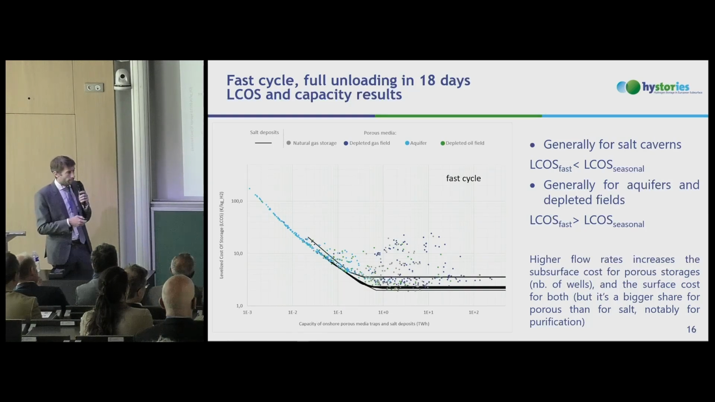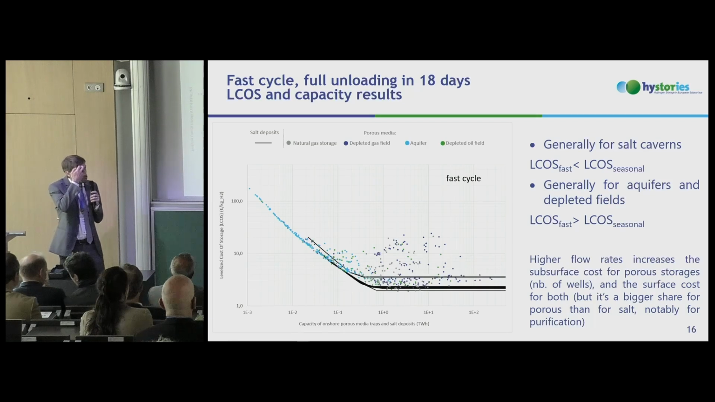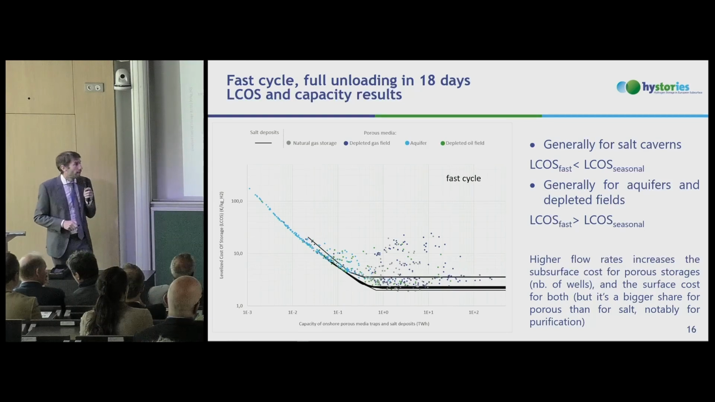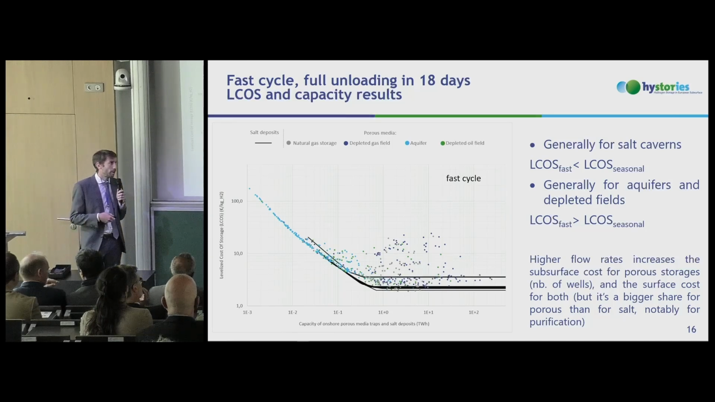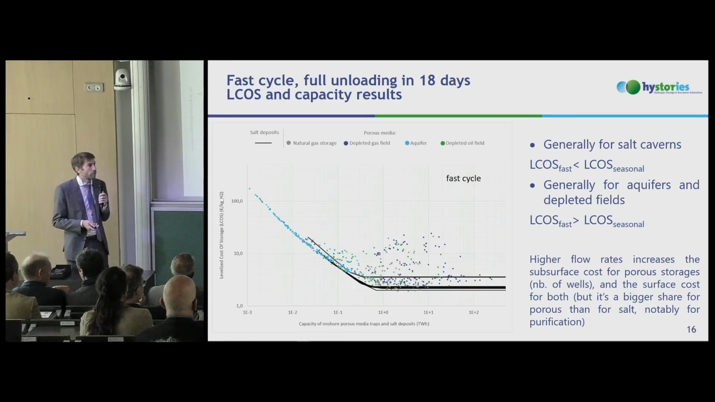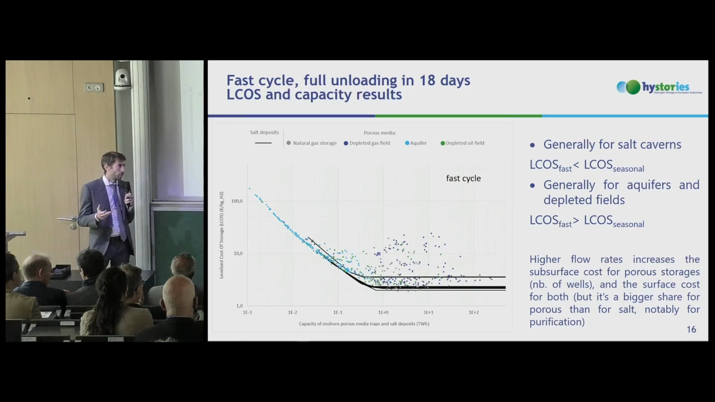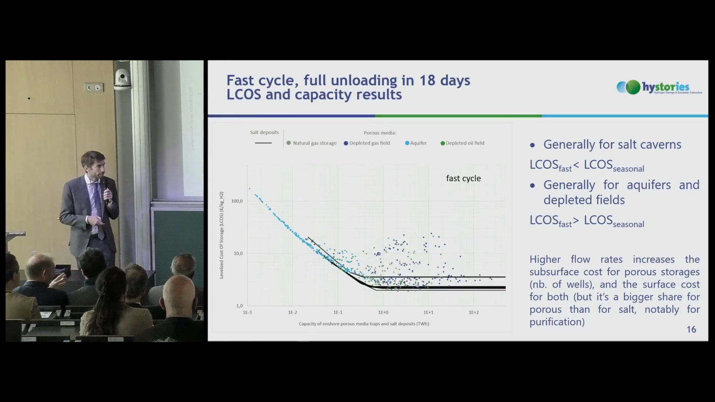So this is due to the fact that we've got an impact on the subsurface cost on porous media when we go to fast cycles, a higher number of wells, whereas it's unchanged for salt caverns, and also that in general the surface cost increases when we go toward fast cycles, and the share of the surface cost was higher for porous storages than for salt caverns.